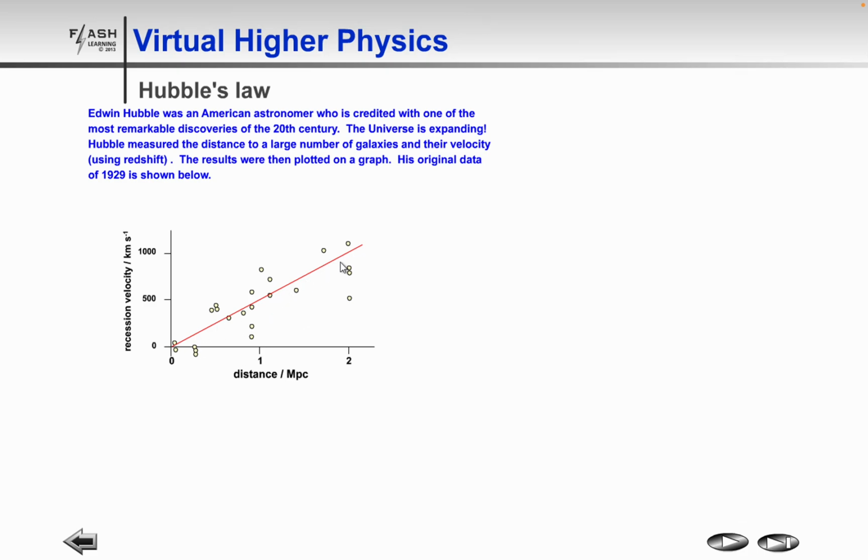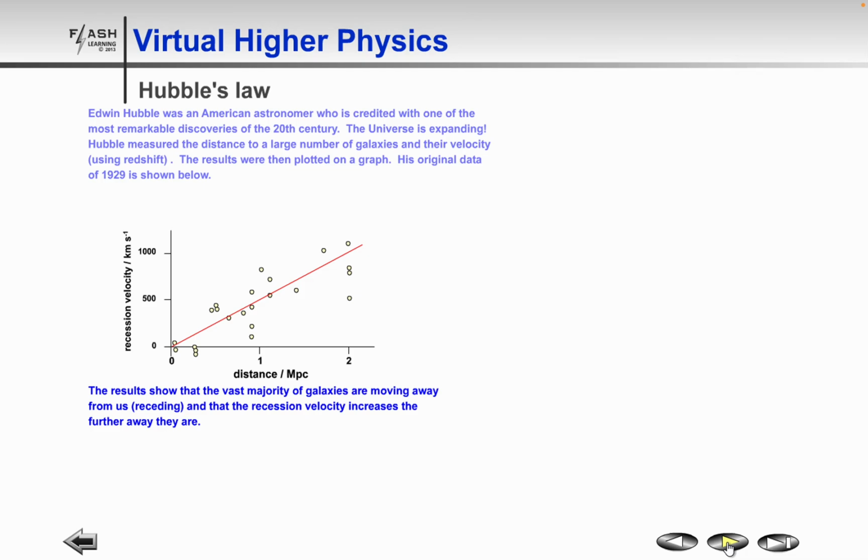Now, it's not a perfect straight line. You can see you've got a fair spread of points. In actual fact, we've got some galaxies moving towards us, so there's some kind of what we call local effects, where the gravitational forces from nearby galaxies are actually pulling some towards us. But other than that, we find almost all galaxies are moving away from us. And this was the first stage in our understanding of the development of the universe.